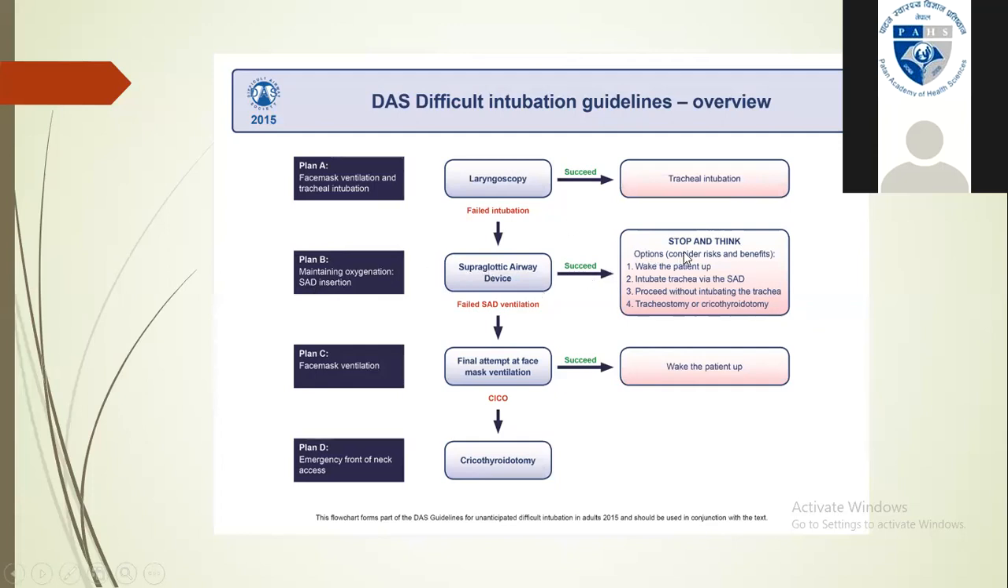Supraglottic airway device. In cases of failed supraglottic intubation, we have to stop and think, wake the patient up, intubate the trachea via SAD, supraglottic airway device, proceed without intubating the trachea, or we have to go for tracheostomy if there is a failed supraglottic airway device. Plan C is face mask ventilation, and if we cannot intubate and cannot oxygenate, we have to go for a surgical procedure, cricothyroidotomy.